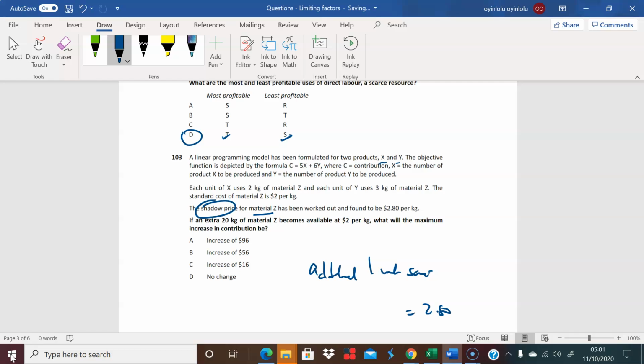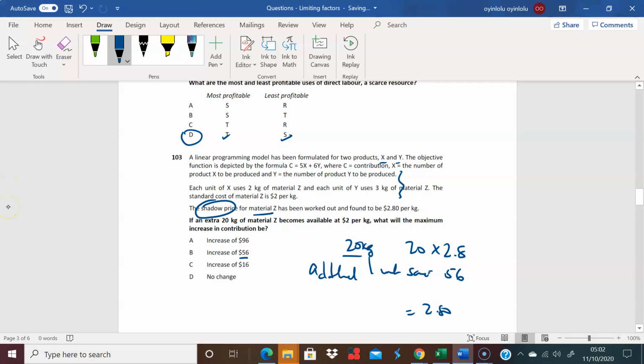So in effect, if I'm going to bring in another 20 kilograms, I'm going to have additional contribution of 20 times 2.8. They give you all of this material to trip you up, to make you think differently about what shadow pricing is. But shadow pricing literally is the additional contribution. And that additional contribution is 20 times 2.8, which is an increase of 56. So the answer here is B.